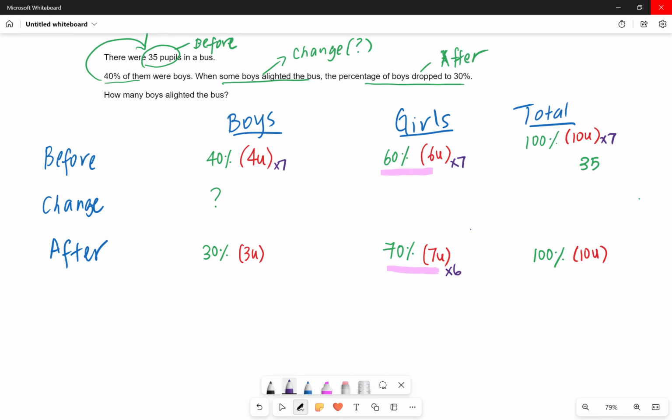Now for the after row, since we have multiplied the 7 units by 6 for girls, in order to maintain the proportion or the percentage again, we have to do the same across the after row. That means the 3 units after for boys, we have to multiply by 6. And lastly, the total after column, multiply by 6 as well to maintain the percentage proportion. So what does this give us in the end?